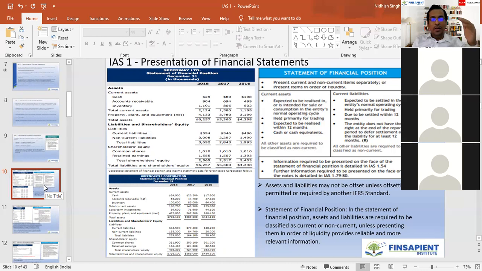It should be classified on this heading. No, it gives the prescription of what should go, what are the key line items, and how disclosure should be made, but it does not prescribe a format. So one of the popular ones is here in front of you for two companies, Speedway Limited and Greencastle Corporation.